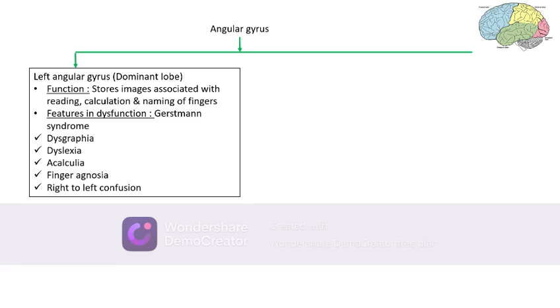And if this area gets involved, then the patient presents with a constellation of clinical features called the Gerstmann syndrome. It includes dysgraphia, that is difficulty in writing, dyslexia, that is the difficulty in reading, acalculia, that is the difficulty in performing simple calculations, finger agnosia, in which the patient is unable to identify his thumb, middle finger, ring finger, etc., and right to left confusion.